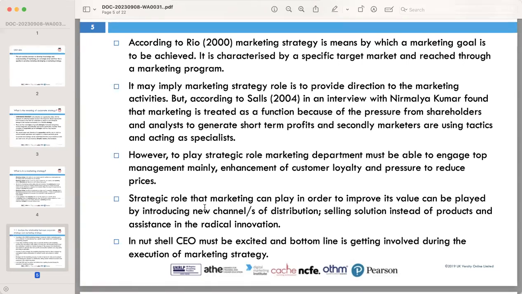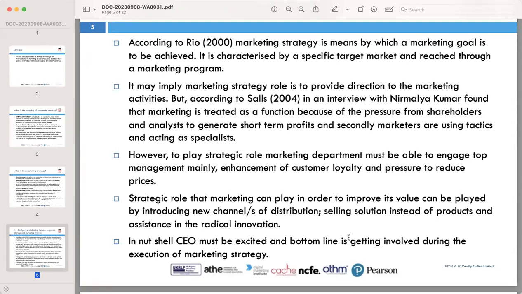For the strategic role, marketing can improve its value by introducing new channels of distribution, selling solutions instead of products, and consistency in radical innovation. In a nutshell, the CEO must be excited, and the bottom line must be considered during the execution of marketing strategy. For marketing to play a strategic role, it must engage top management, enhance customers' loyalty, and address the pressure to reduce prices. Marketing can enhance its value by introducing new distribution channels, shifting from selling products to providing solutions, and assisting in radical innovations.